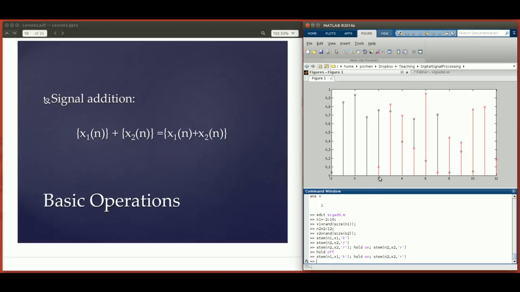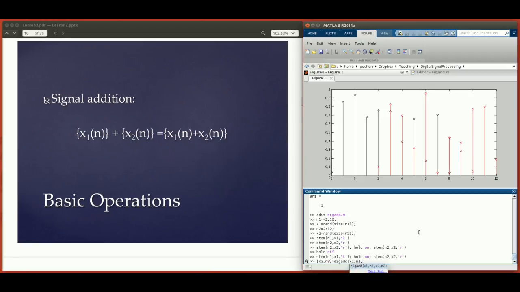For example, from like 2 to like 10, I think, right? But they also have different ranges. So the black signal actually goes from -2 to 10, but the red signal actually goes from 2 to 12. But let's see if we can actually construct a third signal, x3, n3 equal to sig add, by just using the function that we have just written.